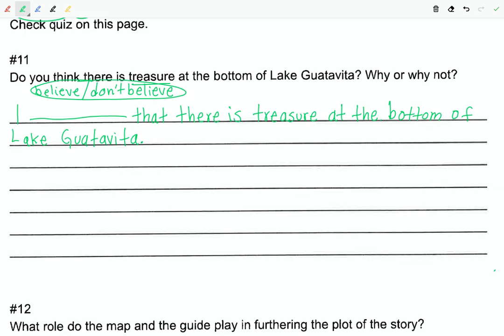Okay, and boys and girls, remember that you need at least 2 or 3 details from the text. So thank you for doing the hard work and finding those 2 or 3 details instead of just writing one sentence and then moving on. Okay, the next part would be why. So why do you think that there is treasure, or why do you think that there is not? So you could say, I think this because.